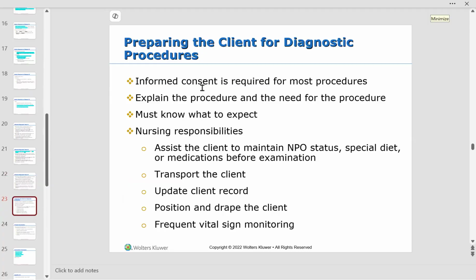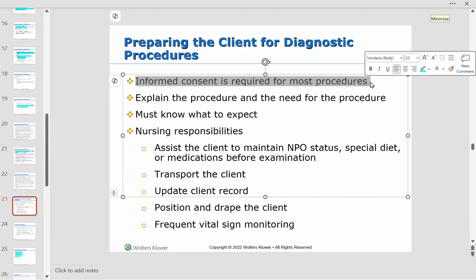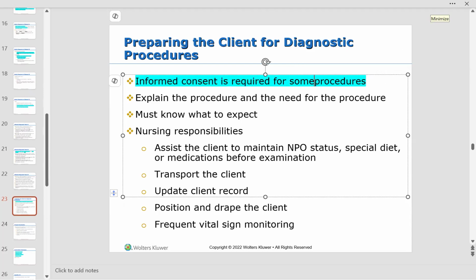We did already talk about informed consent. It's required, not for, well, for some procedures, I'm going to say, not most, right?